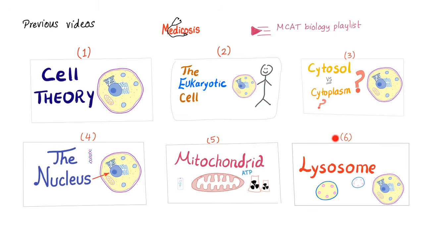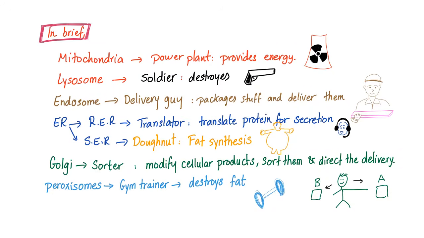Also, I've talked about number 7, the endoplasmic reticulum. Again, mitochondria, powerhouse. Lysosome is the soldier. Endosome, the delivery guy. Rough endoplasmic reticulum, translator, yes. CPU, yes. Uber, yes. SAR is the donut. Golgi, today's topic, is the sorter. It modifies cellular products, sorts them, and directs the delivery.